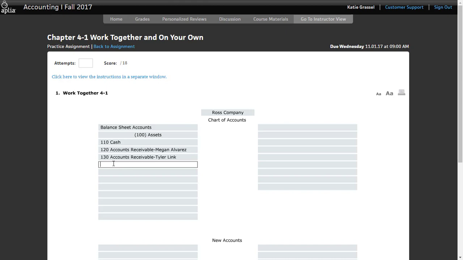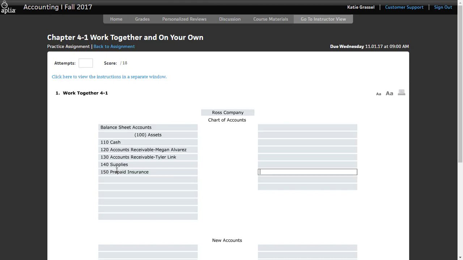What do I have to do to get money out of my prepaid insurance account? I have to contact the business, I have to cancel my policy, and then they have to turn around and give me a refund. Which one takes more? The insurance. Okay, so my next account is going to be 140, and it's going to be supplies. And then 150 is going to be prepaid insurance.